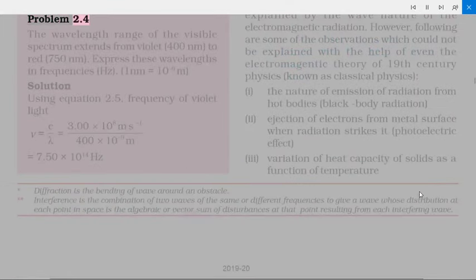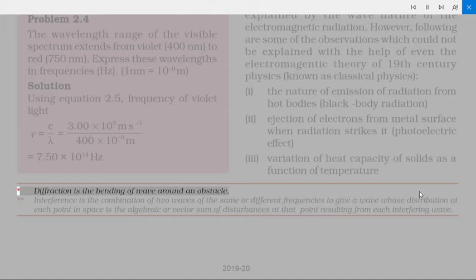Problem 2.4. The wavelength range of the visible spectrum extends from violet, 400 nm, to red, 750 nm. Express these wavelengths in frequencies, hertz. 1 nm is equal to 10⁻⁹ m. Solution: using equation 2.5, frequency of violet light is equal to 7.50 times 10¹⁴ Hz.